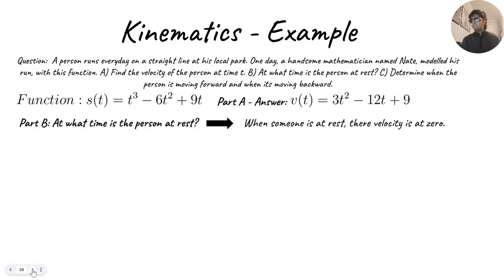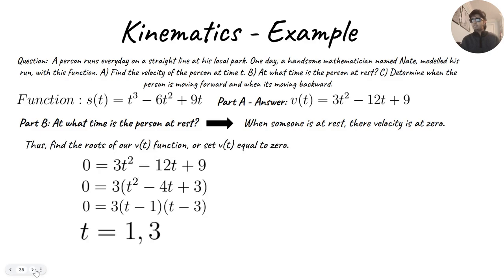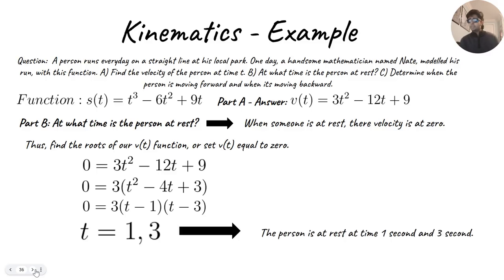Now let's do question B. At what time is the person at rest? Well, when someone is at rest, that means their velocity is 0. So all we have to do is set our part A answer v(t) equal to 0. And we just solve for t, and we get t equal to 1 second and 3 seconds.